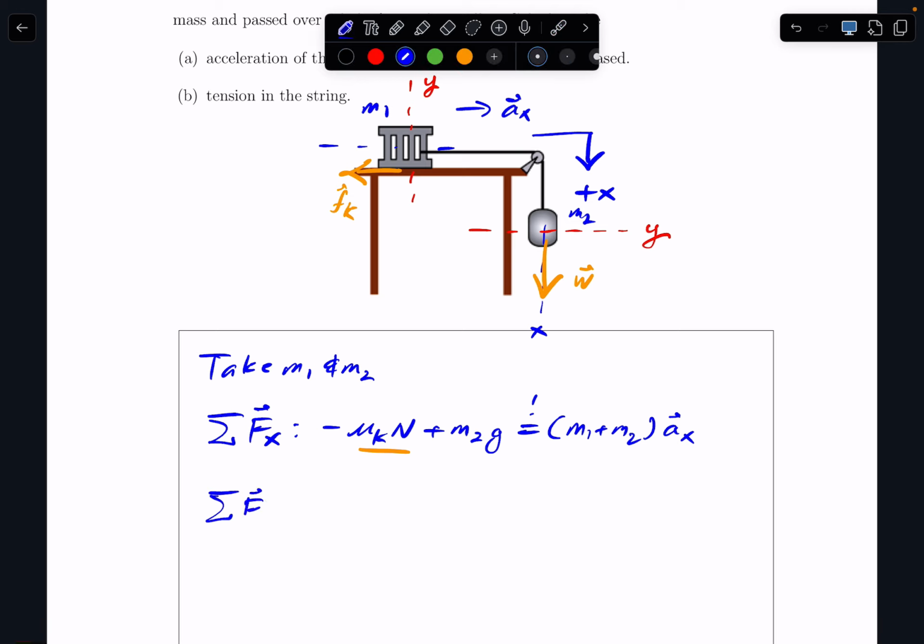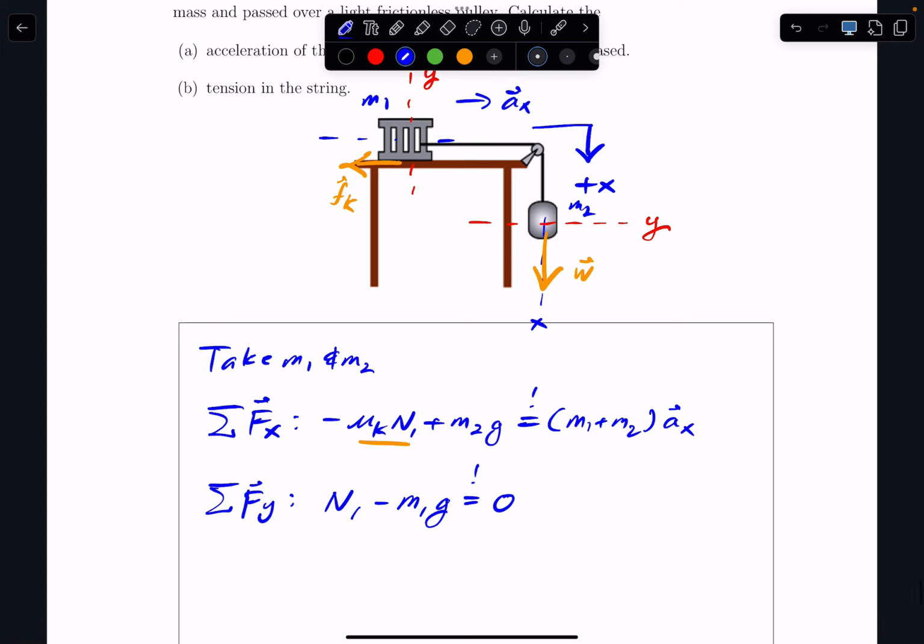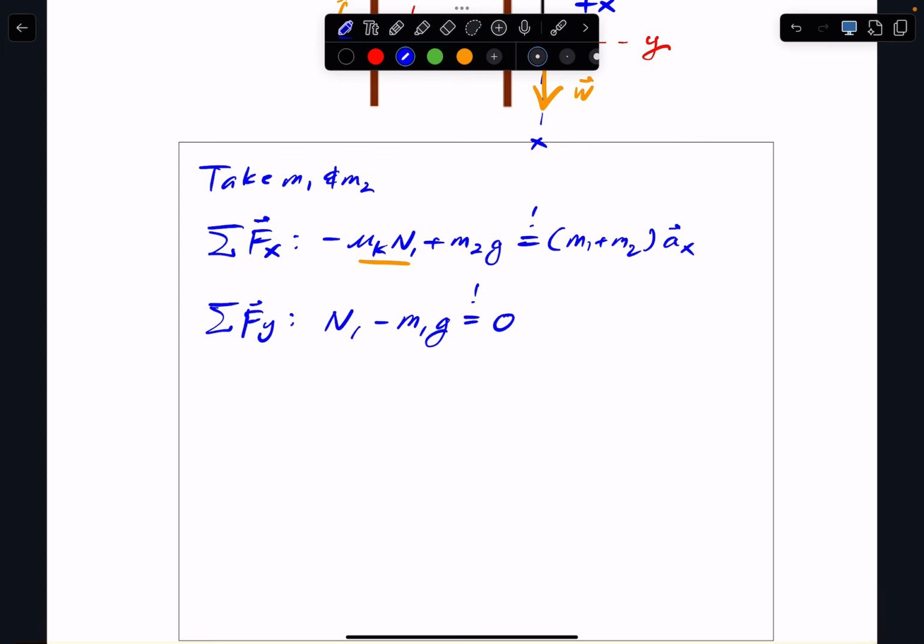F of y. What y forces are there? M1. So N1 minus M1G, right? The weight and the normal force from block 1, and nothing for block 2, right? Because there's no forces going in the side-to-side direction over here. Making sense? And what does N1 minus M1G equal? Zero, right? All right, this system equation makes sense for you guys? Any questions? Seriously, ask now.